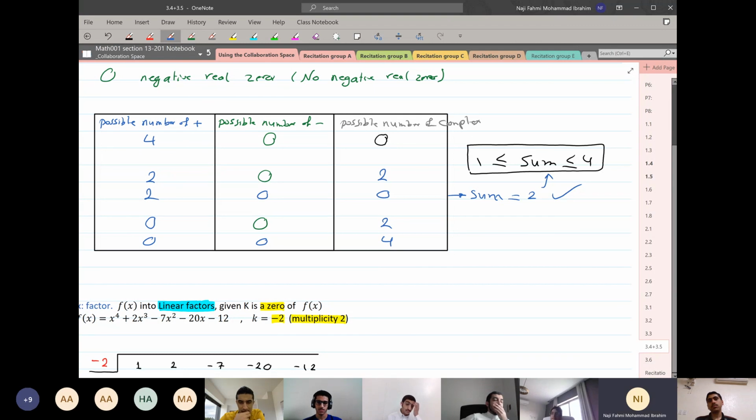And the number of complex zeros is always even. Any questions? Raise your hand. If you have no questions, we are done with this section. Now we will start solving some recitation.